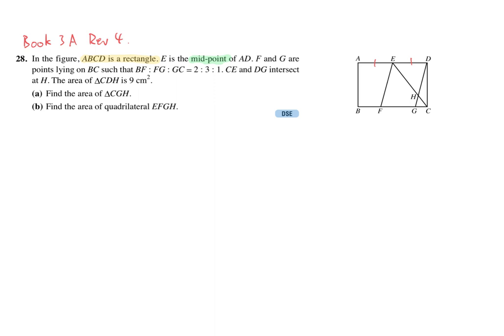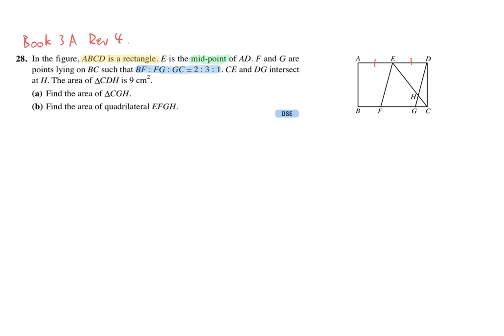That way you won't mess up the diagram, so we can add these two points first. And then it also says that F and G are points lying on BC such that BF to FG to GC equal to 2 to 3 to 1. So here we have some ratio. This ratio must be very useful.